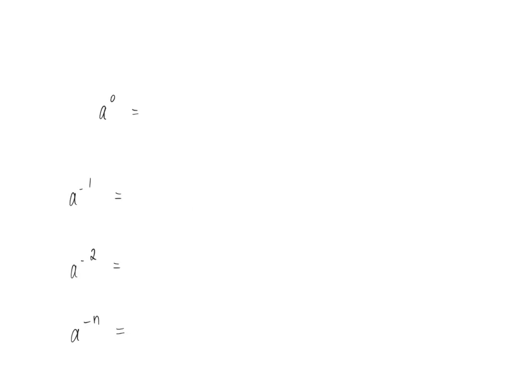So first of all, we've got a to the power of 0. So anything to the power of 0 is going to equal 1. A to the power of negative 1, okay, that's going to be 1 over a. A to the power of negative 2 is going to be 1 over a squared. And finally, a to the power of negative n, that's going to be 1 over a to the power of n.